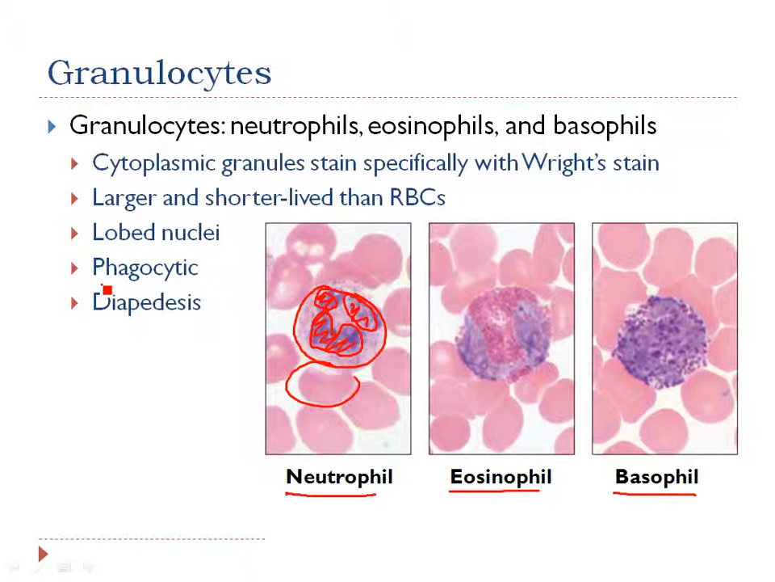Many of these cells are phagocytic, which means they can carry out phagocytosis. They can engulf things, especially microbes, bacteria, viruses, fungi, etc. Another characteristic that they possess is called diapedesis. And all diapedesis means, you'll hear more about diapedesis when you take microbiology as well.